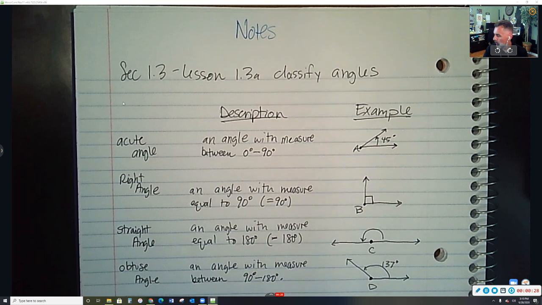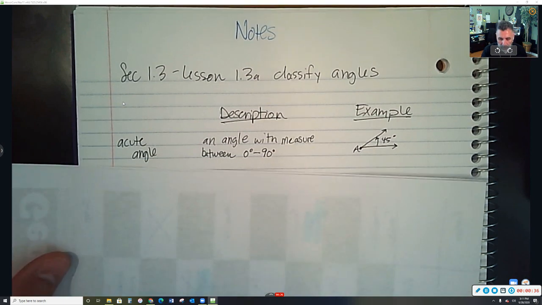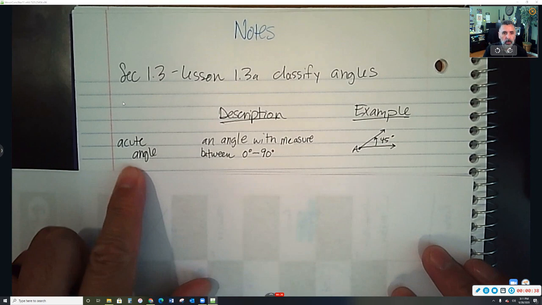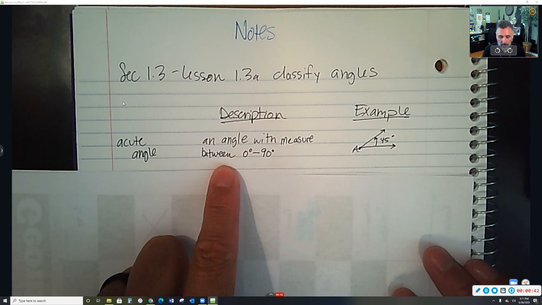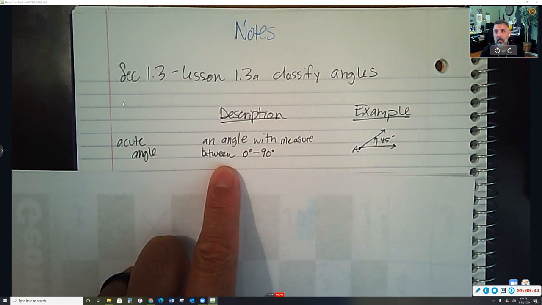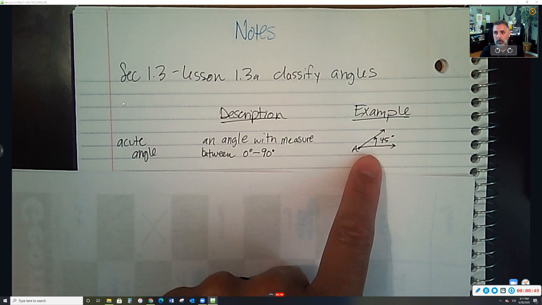Some of you are probably used to some of these angles. Actually, they came up before in one of my periods. But anyway, the first one is called an acute angle, and that's basically an angle with measure between 0 and 90 degrees. Okay. Here's an example of one, a 45-degree angle.